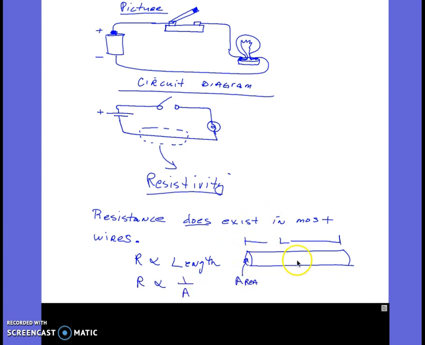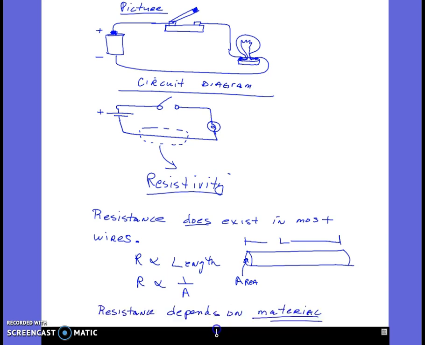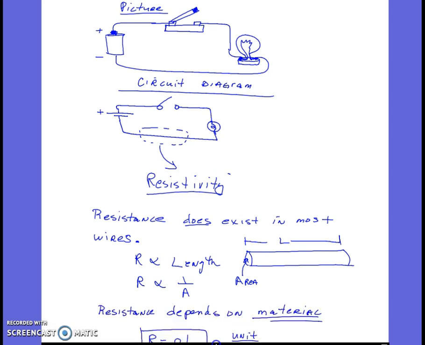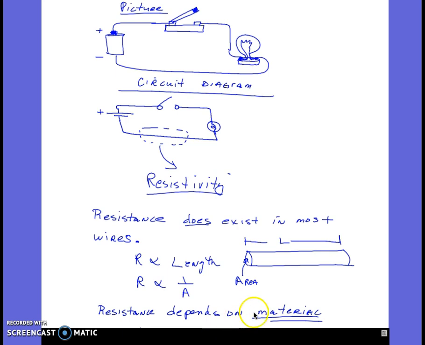So here we have a little diagram of a section of wire whose length is L, and the cross-sectional area of the wire is A. And so the resistance of a piece of wire depends on three things. It depends on its length, and it's directly proportional to the length. It also depends on the cross-sectional area, and it's inversely proportional to the cross-sectional area. And the third thing it depends on is what kind of material the wire is actually made out of, for example, copper or aluminum or gold or something else.